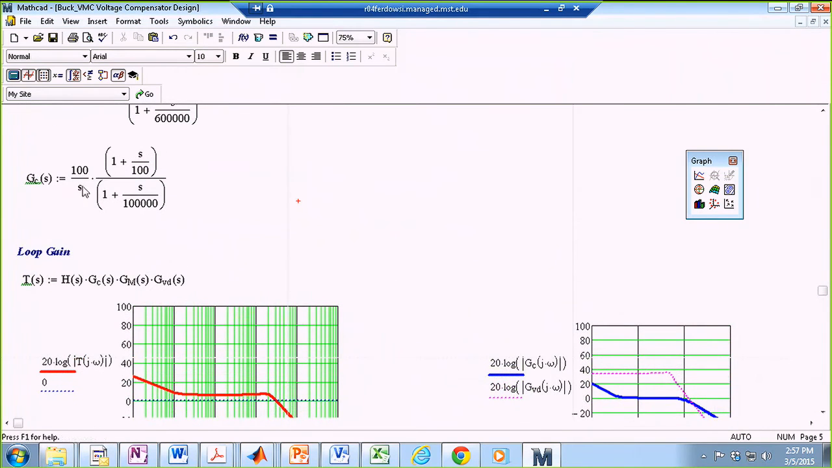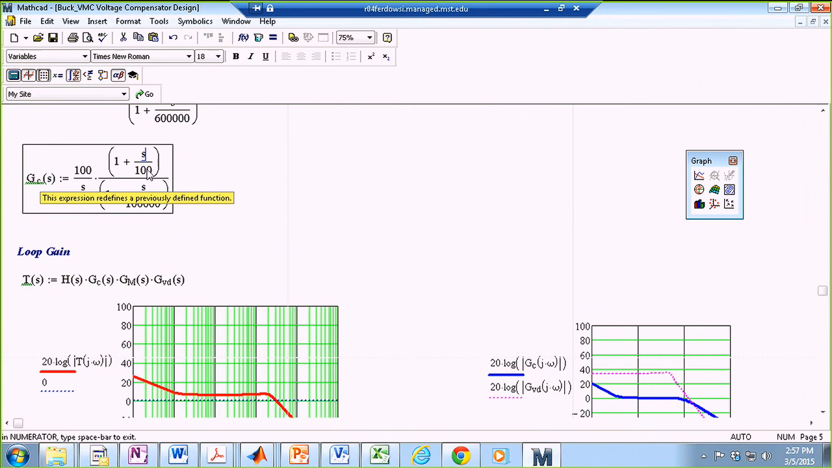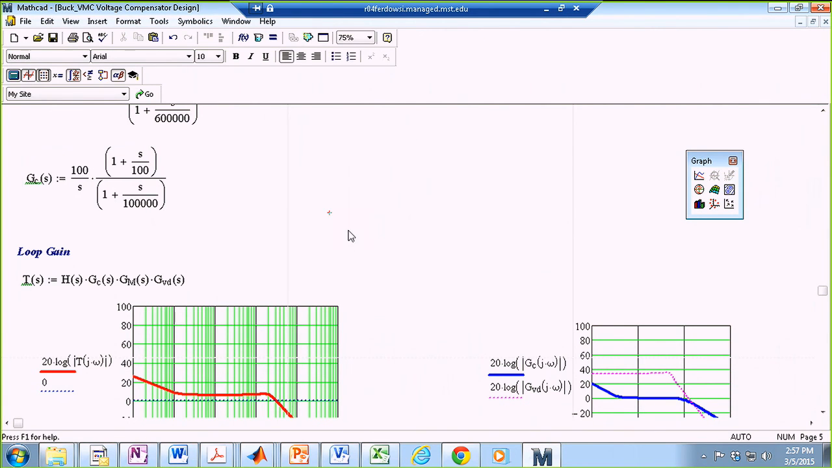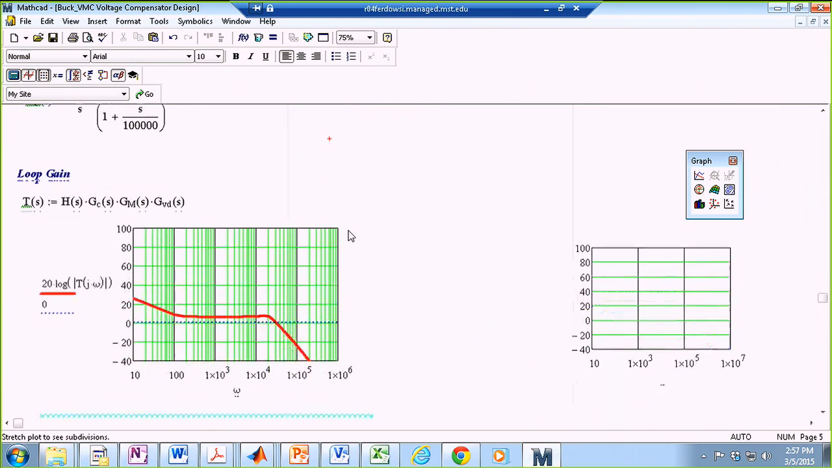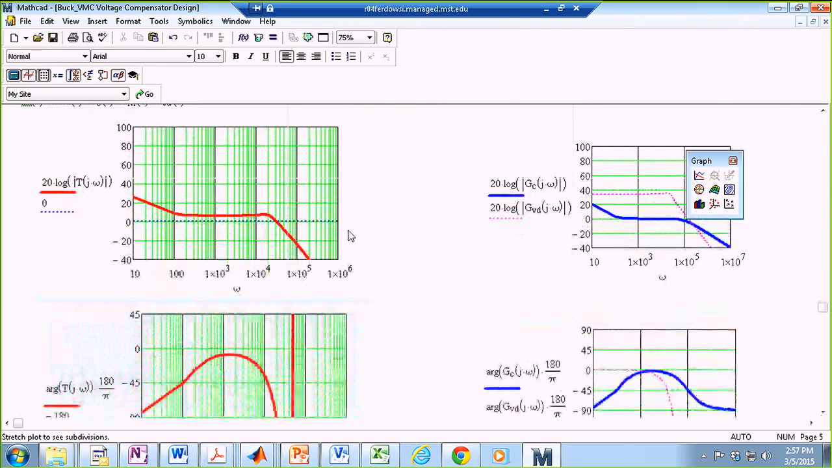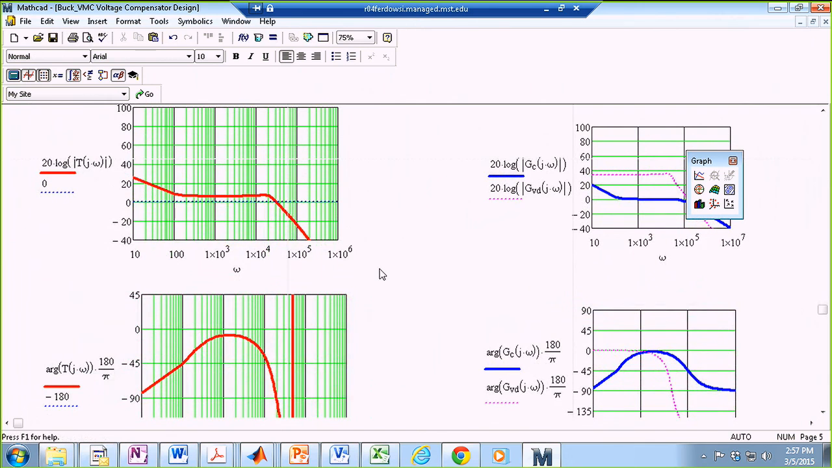I still have the integration block, 1 over S is there. The gain of 100 is there. And I added a 0 at 100 radians per second, and I added a pole at 100,000 radians per second. So now you can see this is my new transfer function.